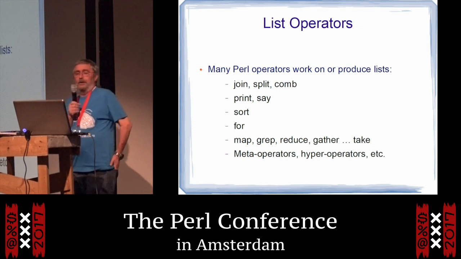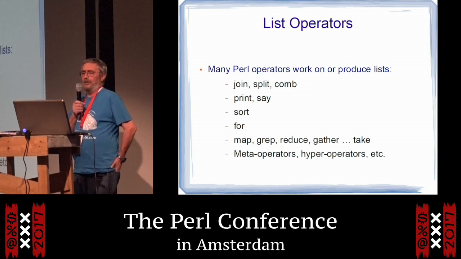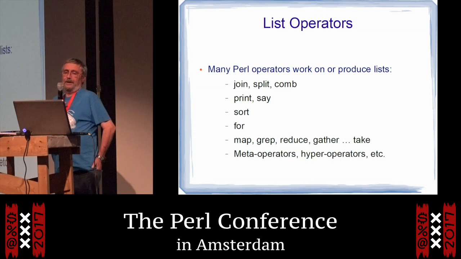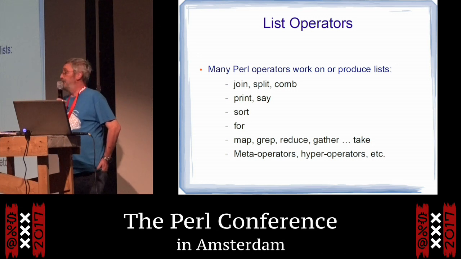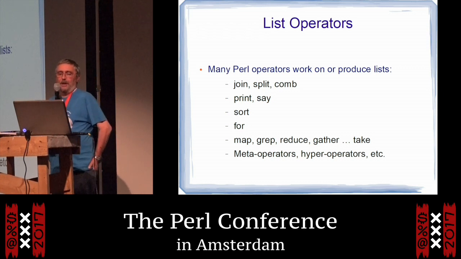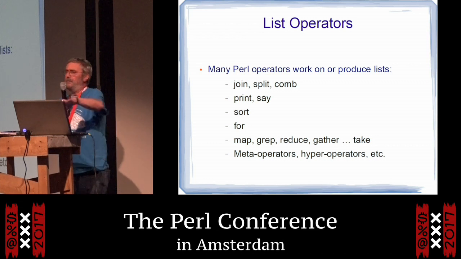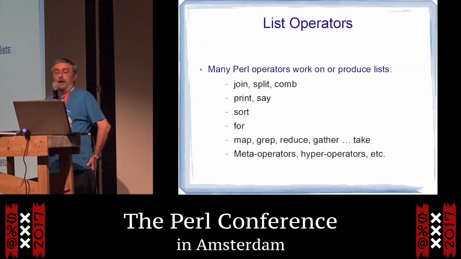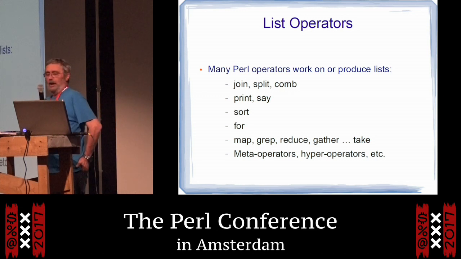List operators. So many Perl operators work on lists or produce lists. So I've named quite a few of them. As you can see, most of them you find in Perl 5. Join, split, print, say if you use a feature, sort, for, map, grep. All these exist in Perl 5. And then there are a few more which I have put there. There are many more than that, but a few more which are specific to Perl 6, like zip, reduce, gather and take, and then there's a whole series of meta operators and hyper operators.